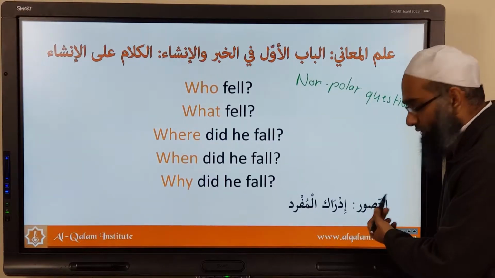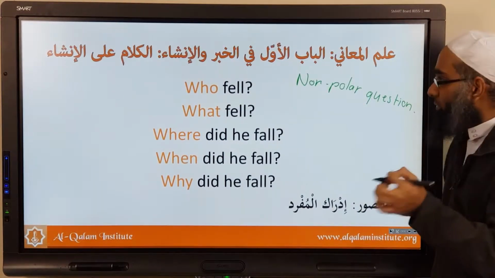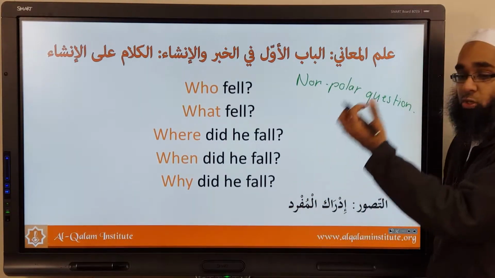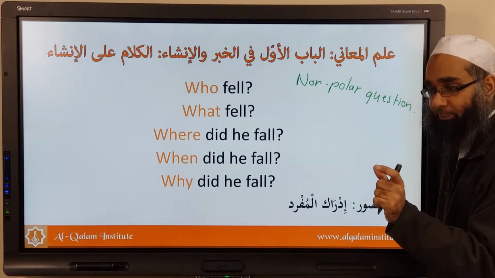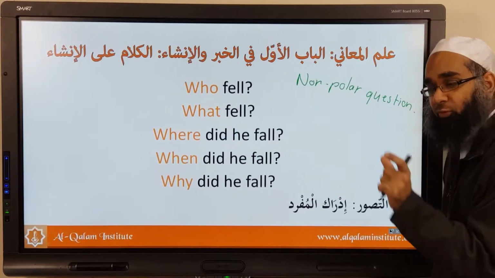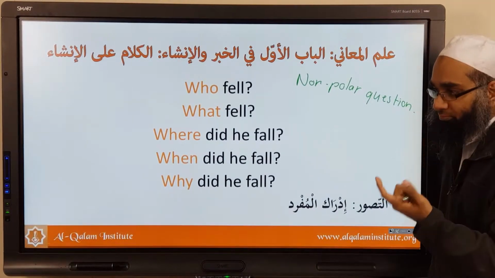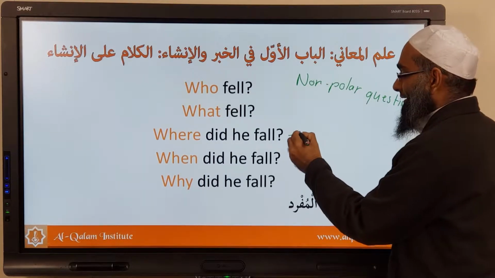This is called what? Tasawwur. What's this called? Tasawwur. What does tasawwur mean? In English, non-polar question. Meaning what? Idrakul mufrad, to be able to understand a single element. So basically, when we say who fell, we just want to know who did the falling. When we say what fell, we just want to know what fell basically. When we say where did he fall, all we want to know here is where?